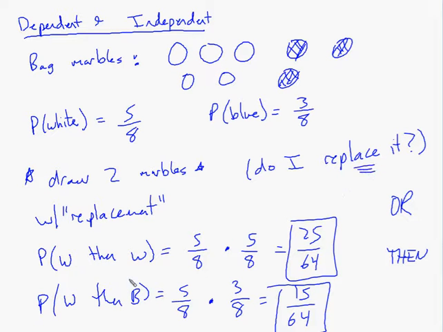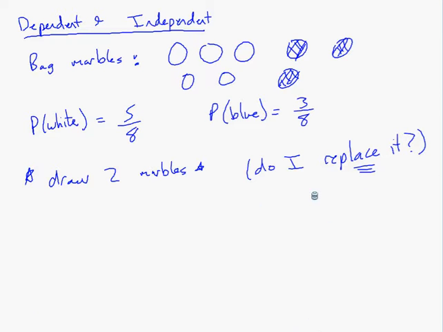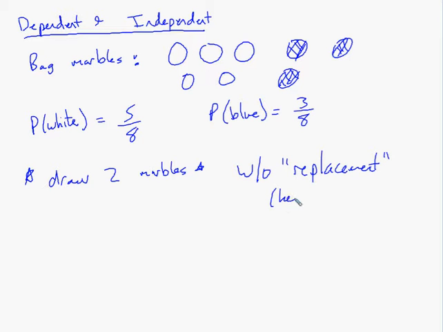But that's with replacement. What if I have the same situation and I don't replace it? So I'm going to do 2 draws now, but without replacement. As in, I take the marble and I keep it. Well, that's going to change the number of marbles that are in my bag. So, what's the probability of a white and then a white without replacement?